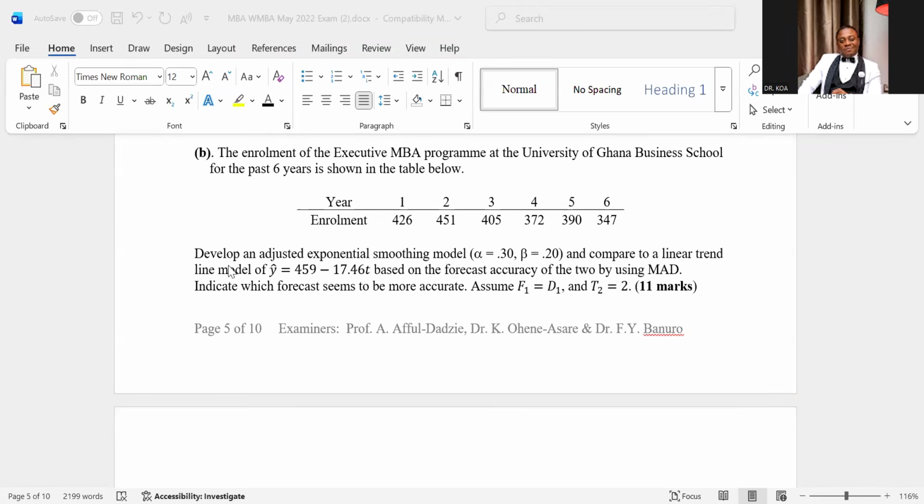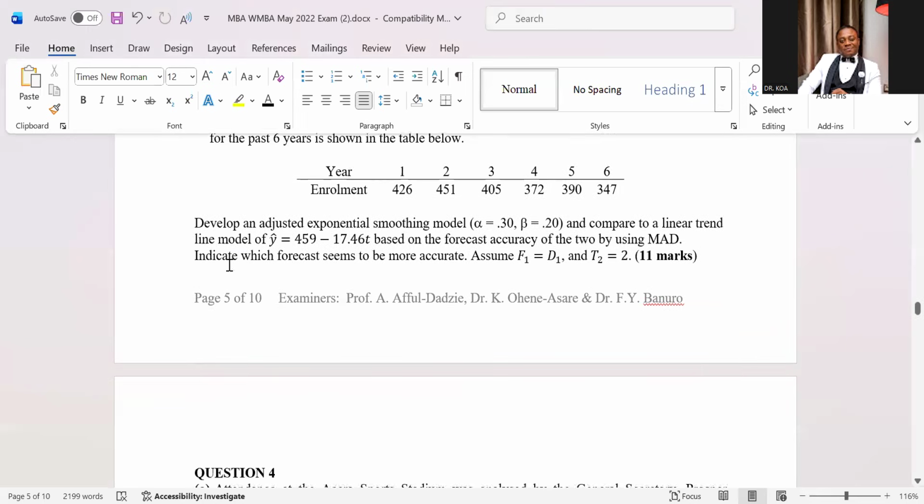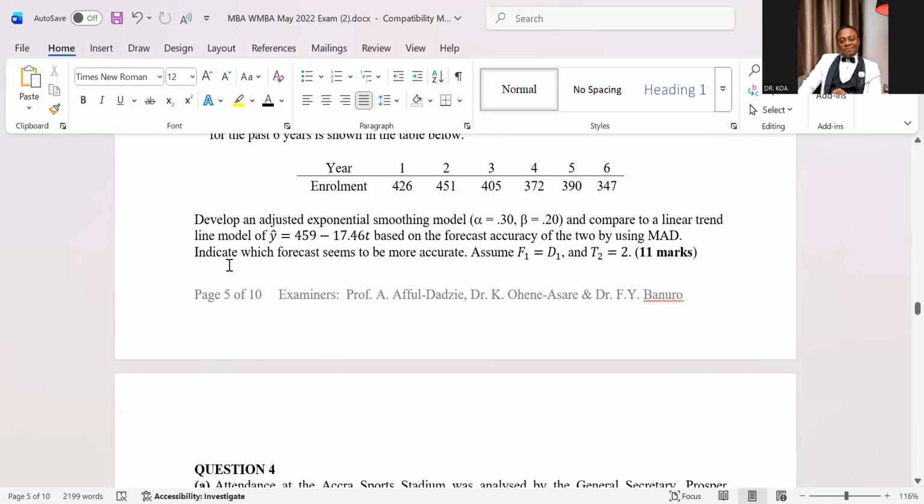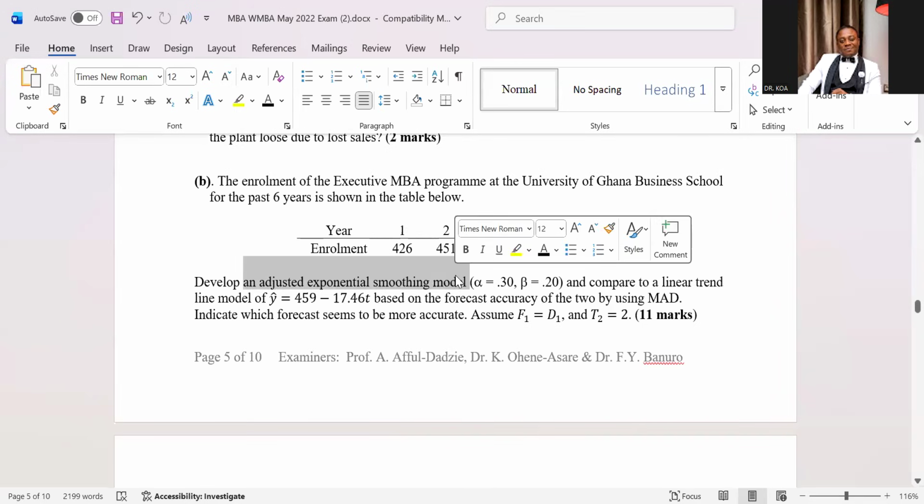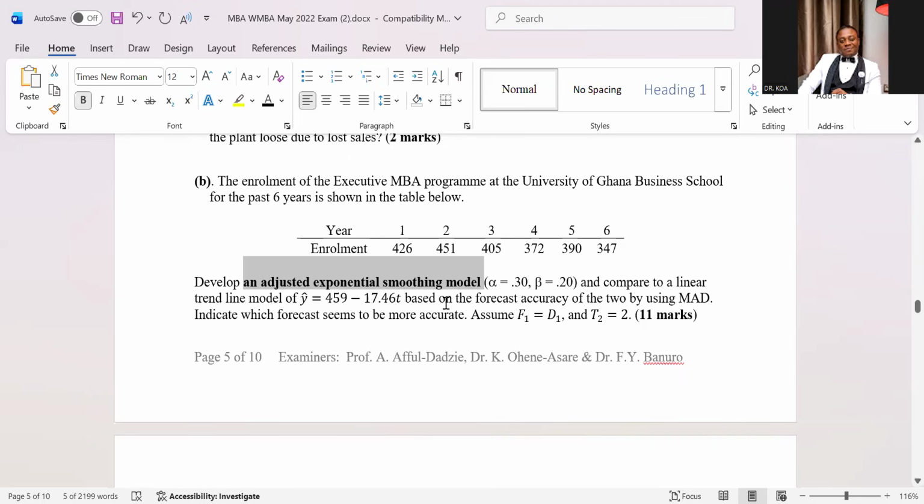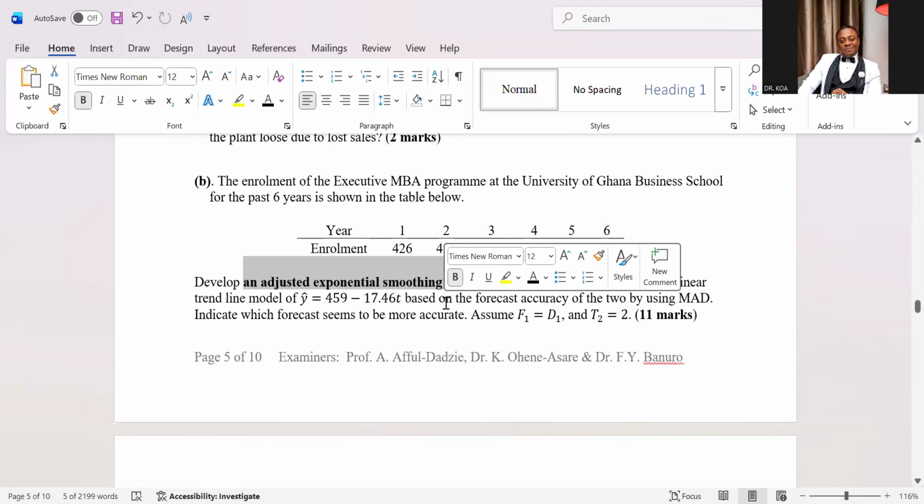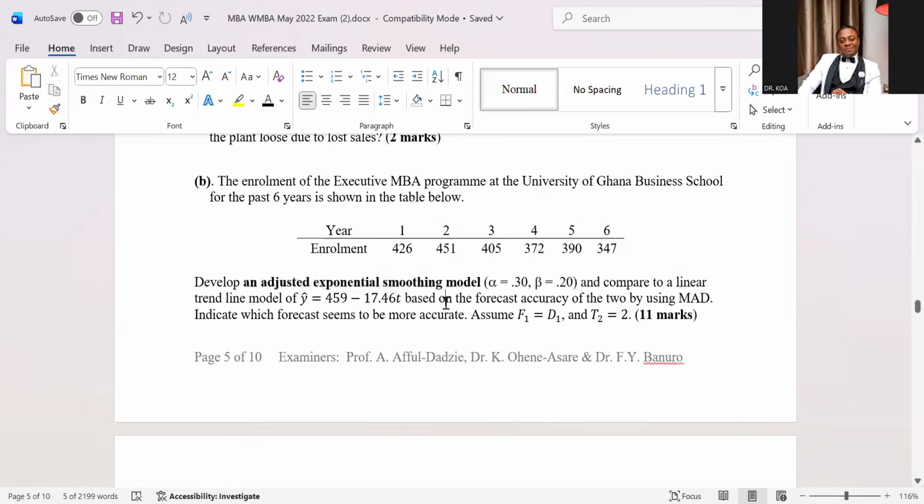Okay. So you have year and enrollment. This one is enrollment of EMBA students for the past 6 years. And you are to develop an adjusted exponential smoothing, which means that you must know the smoothing factor and of course its corresponding dampening factor, as well as the beta.